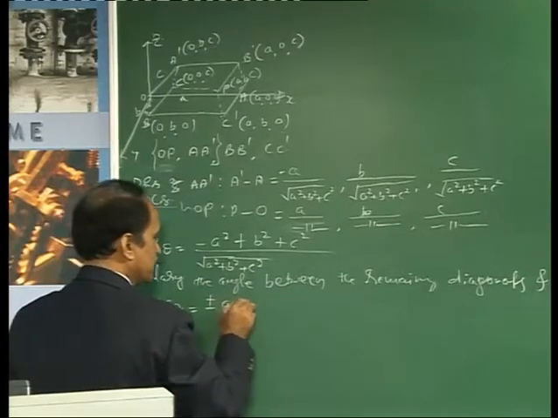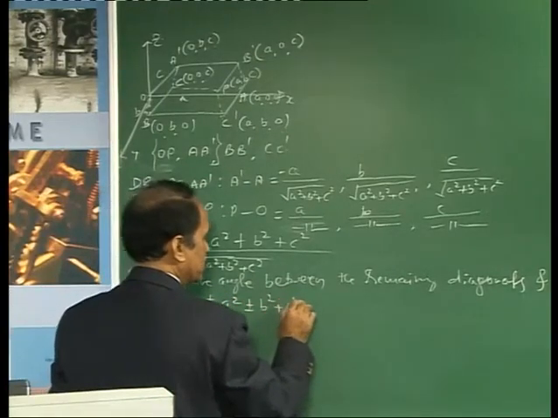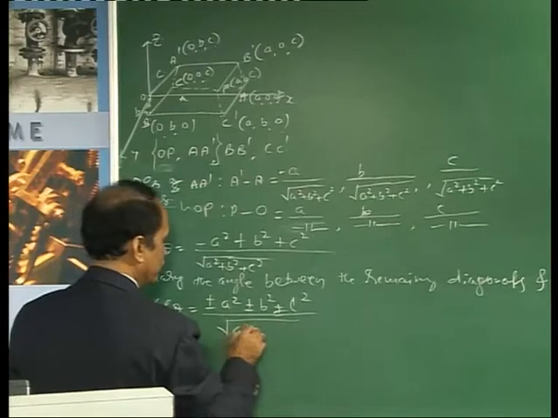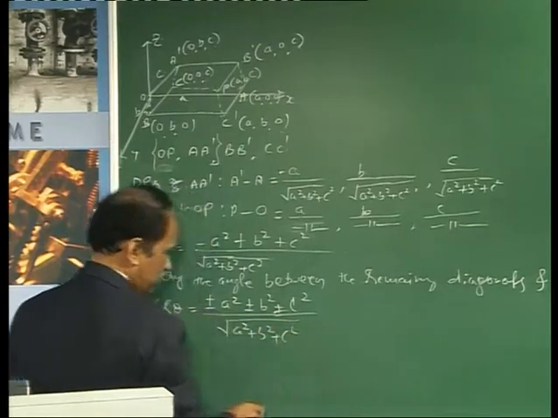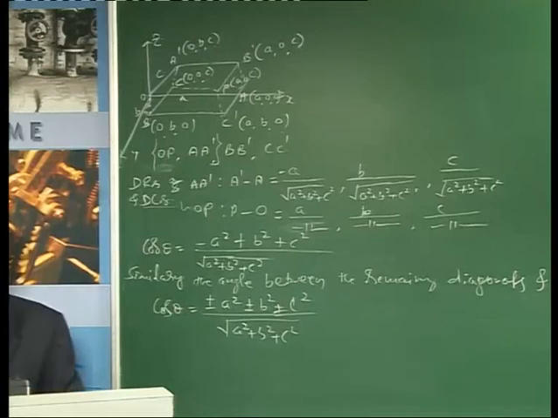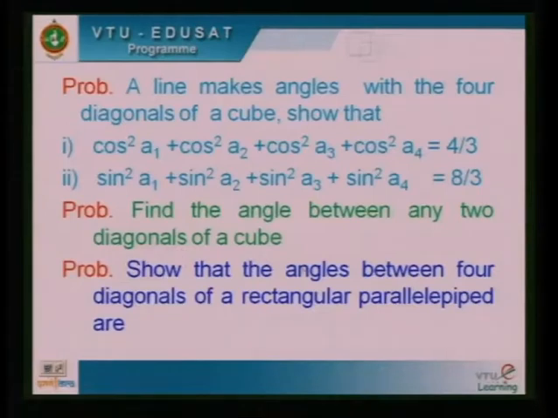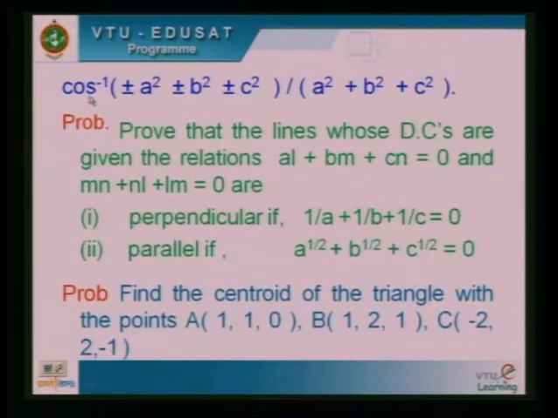Therefore, we put it as plus minus A square plus minus B square plus minus C square, divided by square root of A square plus B square plus C square. That is the result. Show that the angles between four diagonals of a rectangular parallelepiped will be cos inverse of this ratio, because if you choose the plus sign, all the numerical values in the numerator will be divided by A square plus B square plus C square.